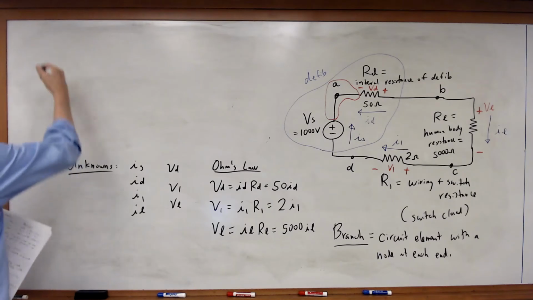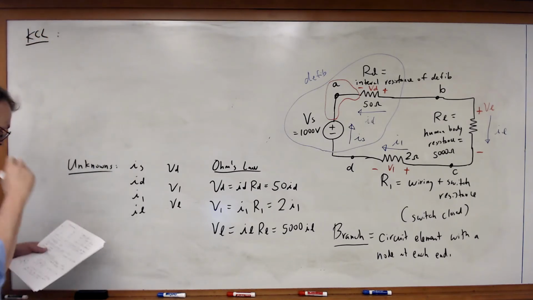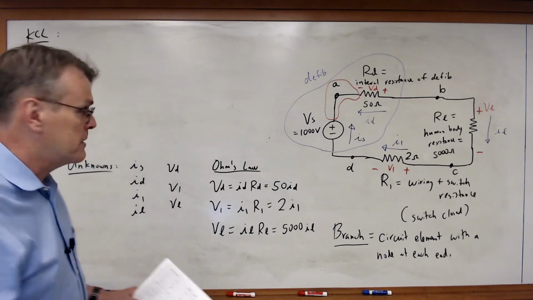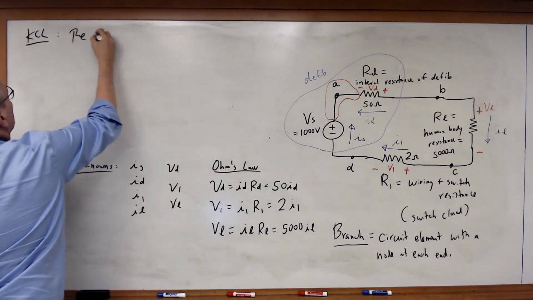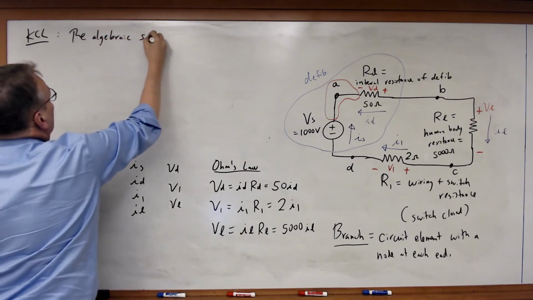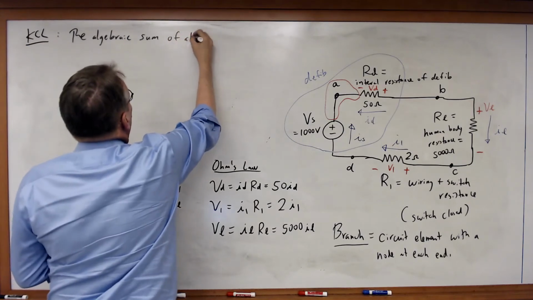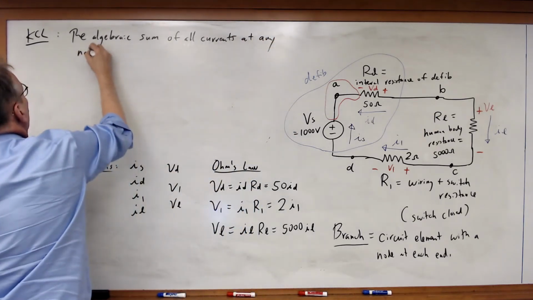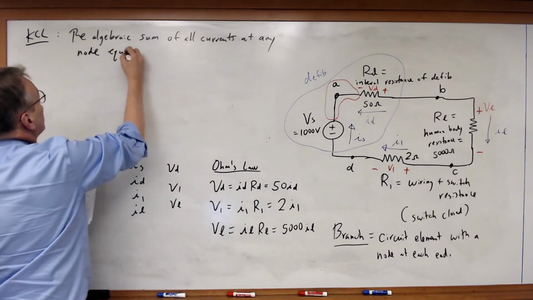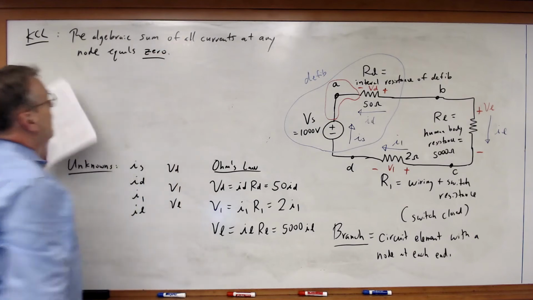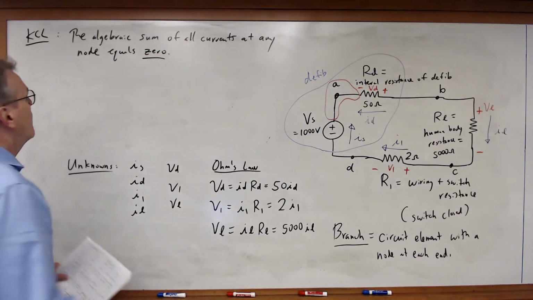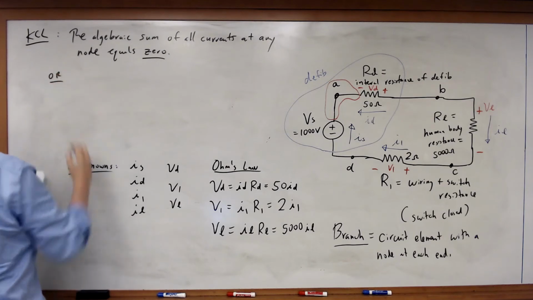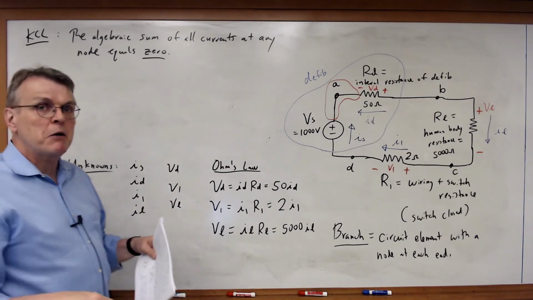Okay, Kirchhoff's current law, KCL, there is basically a formal definition and a less formal definition that I prefer because it's kind of more common sense. KCL says this: the algebraic sum of all currents at any node equals zero. That's the formal definition of Kirchhoff's current law. But there's a less formal definition that I think makes a little more sense. The currents that flow into a node must be equal to the currents that flow out of the node.